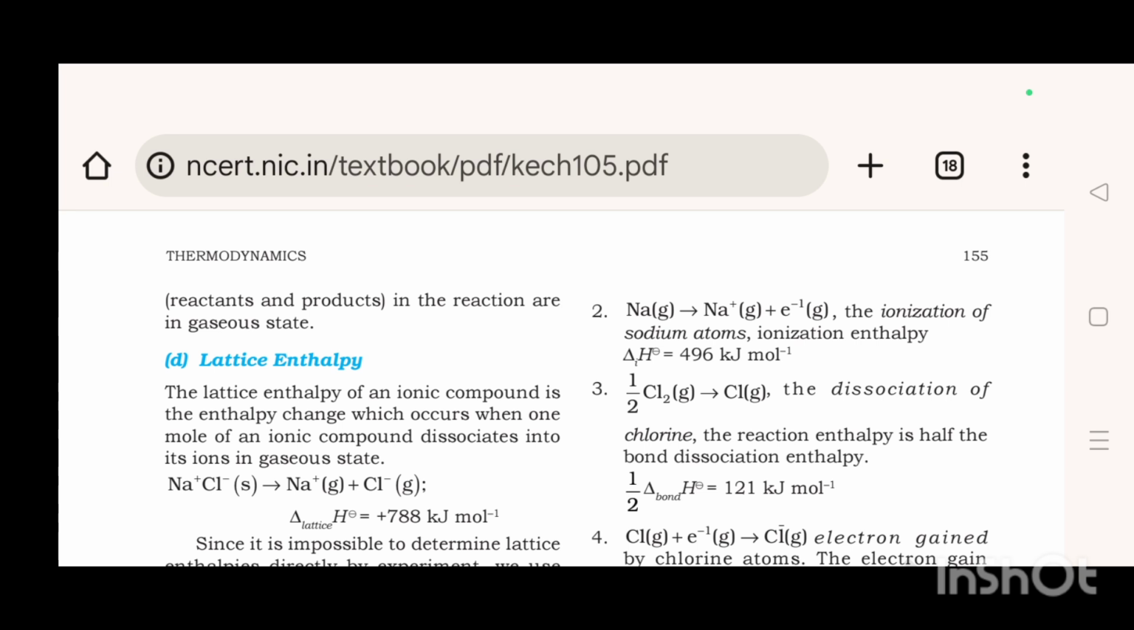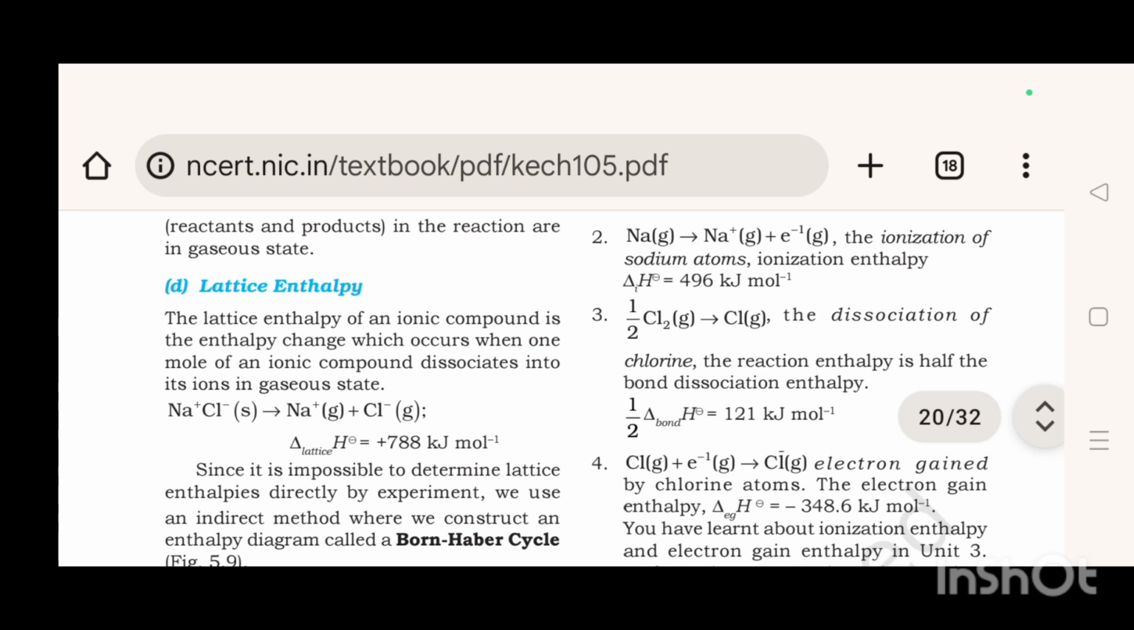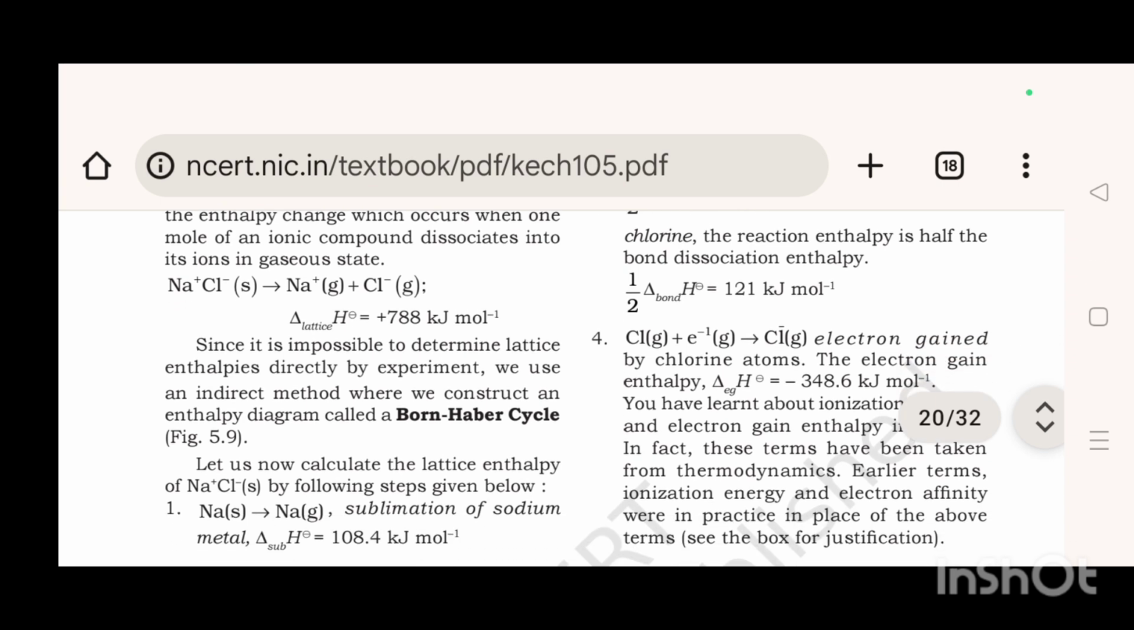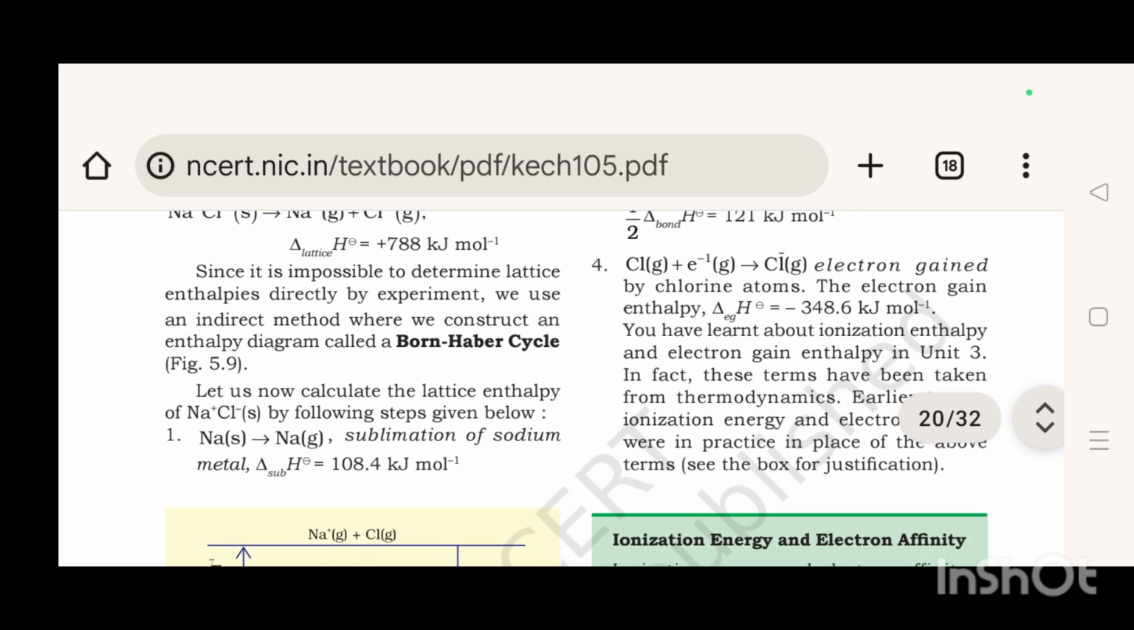And half Cl2 gives chlorine gas, the dissociation of chlorine. The reaction enthalpy is half the bond dissociation energy, and for that the enthalpy is 121 kilojoule mole inverse. Chlorine plus 1 electron gives Cl-, the electron gained by the chlorine atom. The electron gain enthalpy is minus 348.6 kilojoule mole inverse. We have learned about ionization enthalpy and electron gain enthalpy. In fact, these terms have been taken from thermodynamics. Earlier, the terms ionization energy and electron affinity were in practice in place of the above terms.